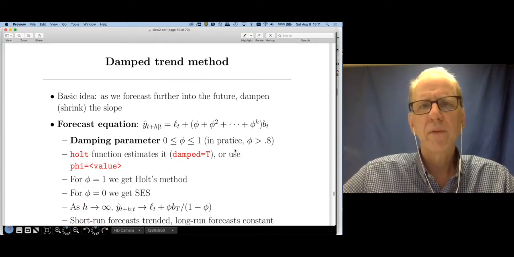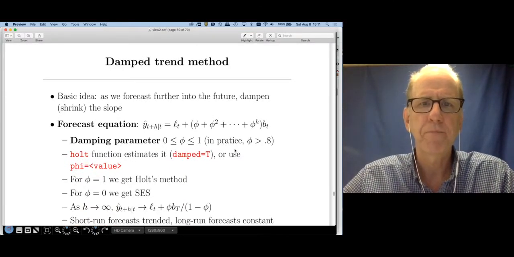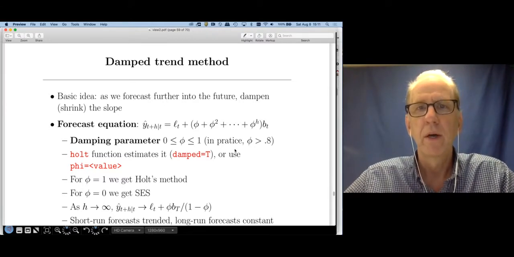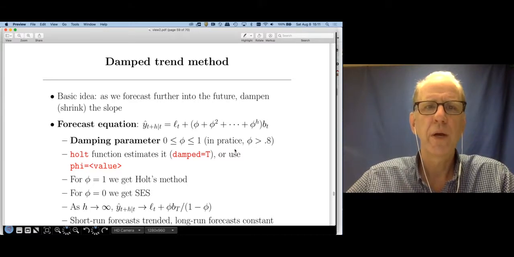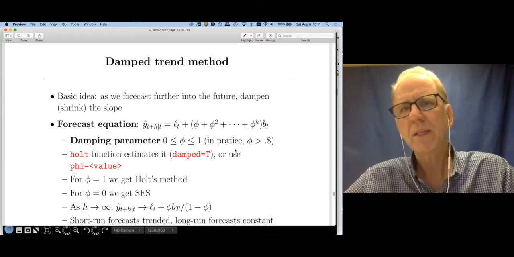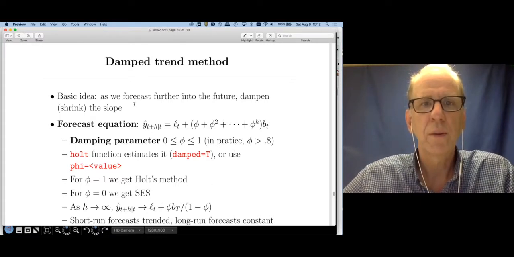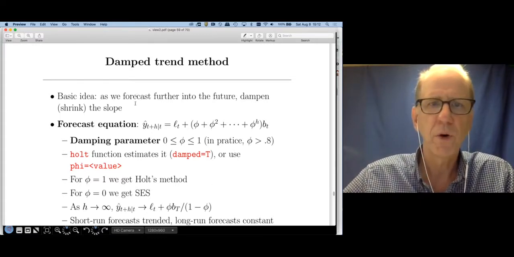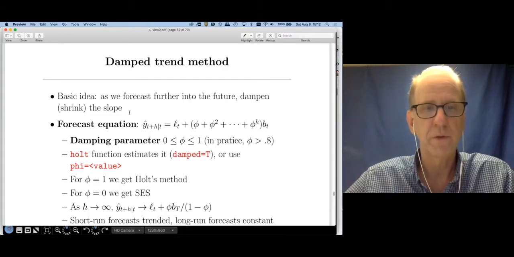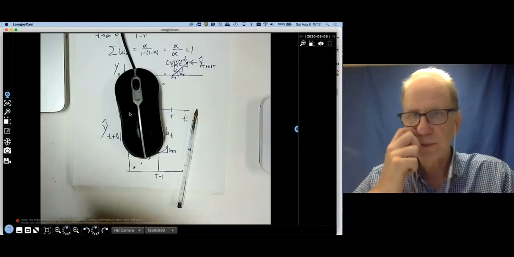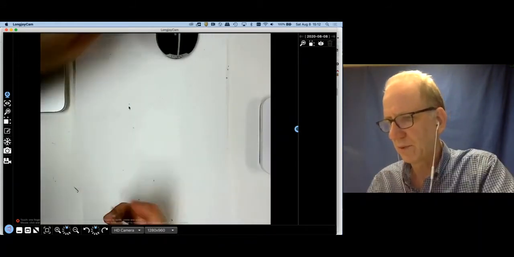All right, I want to cover one more extension of this, which turns out to be one of the better approaches in practice. It's called the damped trend method. The basic idea of the damped trend is to have our forecasts flatten out as we go off into the future. So let's go over to the sketch pad for a second, and I'm just going to illustrate this with a little picture.